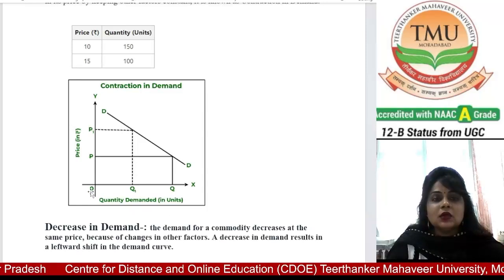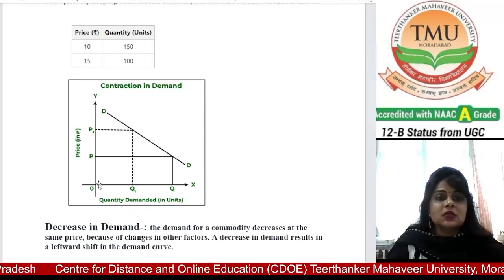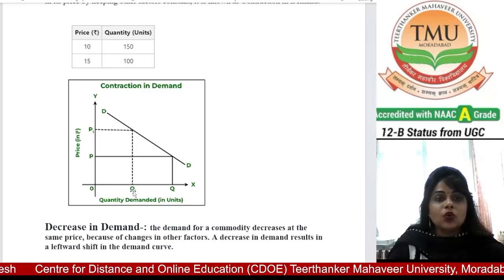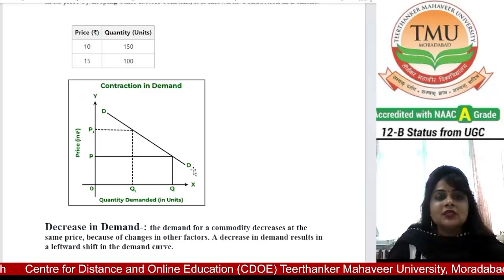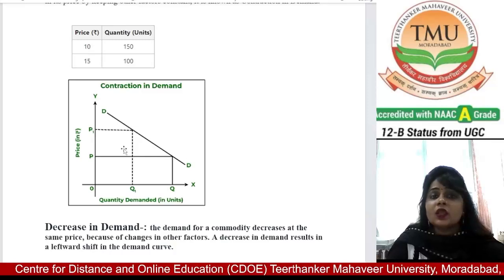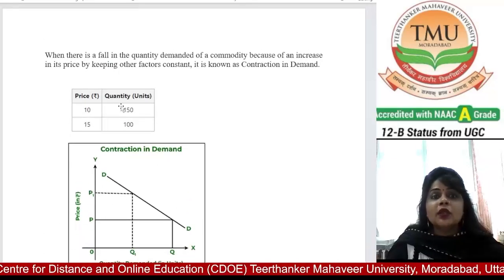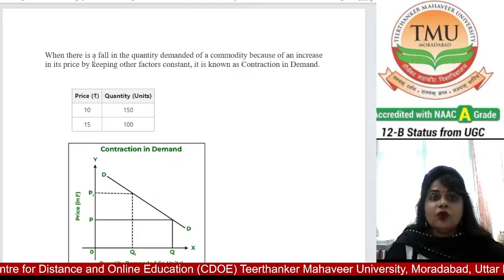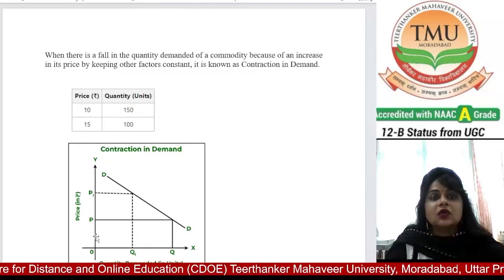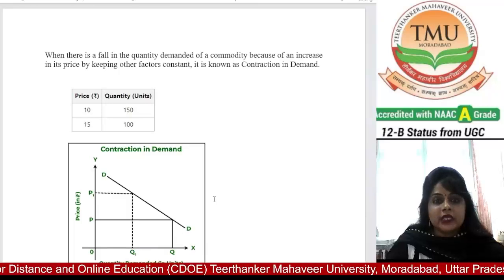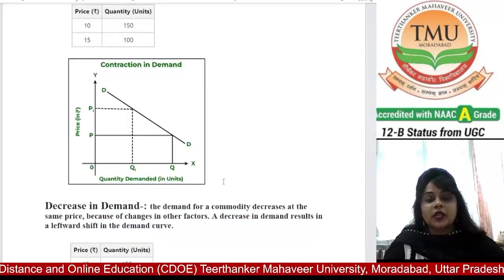And when the price increases to OP1, the demand decreases to OQ1. It means that it is a contraction in demand. That is, due to the rise in the price, the quantity demanded of the commodity decreases, and it causes the contraction in demand.